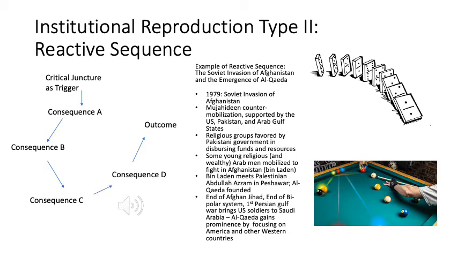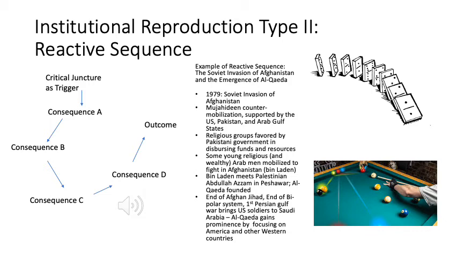You've got the Pakistani government prefers those Mujahideen groups that are more religious over against those that are more nationalist, Afghan nationalists. You also get young religious Arab men that are mobilized in Arab Gulf states, many of them wealthy, like Osama bin Laden, to come and fight jihad against the godless Soviets. So they come. Then you've got bin Laden meeting Abdullah Azam in Peshawar, and this proves to be a source of inspiration for him, and this is where Al-Qaeda is founded, in Peshawar, the base, initially starting as a guest house and then developing into an organization.